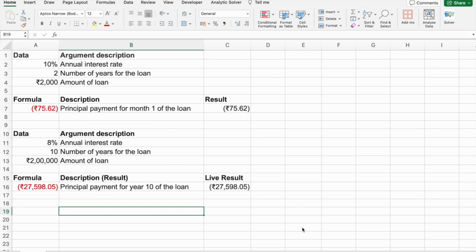Today we are diving into a crucial topic for anyone working with finance, how the PPMT function works in Microsoft Excel.